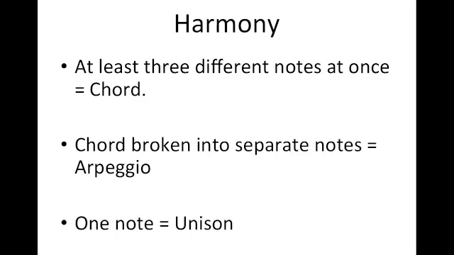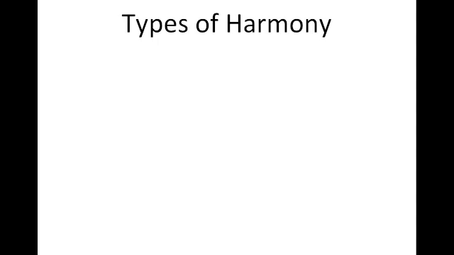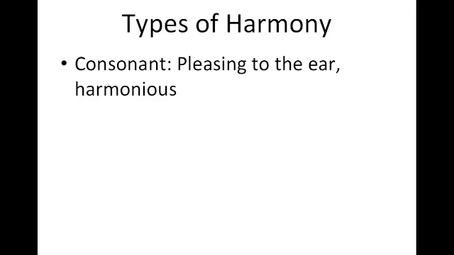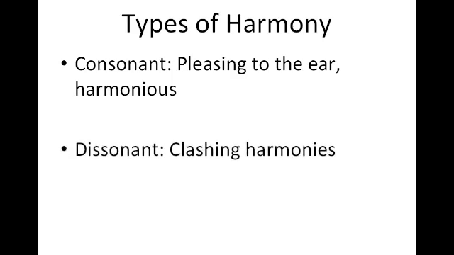If you have only one note being played at one time, no matter how many performers are playing or singing it, it is known as a unison. There are two basic kinds of harmony. Consonant harmony is what is most pleasing to the ear. The notes in consonant harmony sound, to be concise, harmonious. Harmonies that clash are called dissonant harmony.